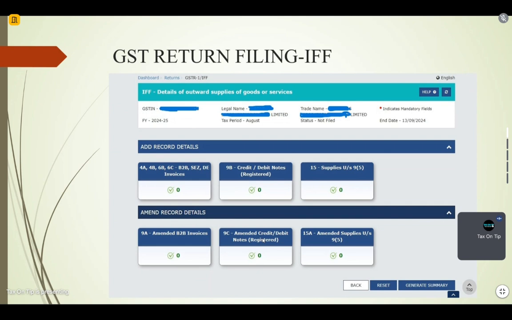So IFF basically is an invoice furnishing facility. I have already explained why this was introduced, just to provide the benefit of tax credit to the purchaser, so that he will not be in a situation to pay the tax twice: once when buying a product from you, and the second time at the time of filing GSTR-3B and paying the tax from his own pocket.